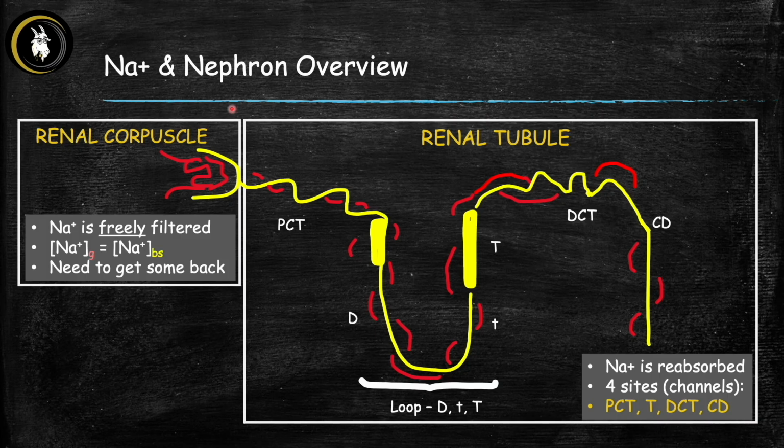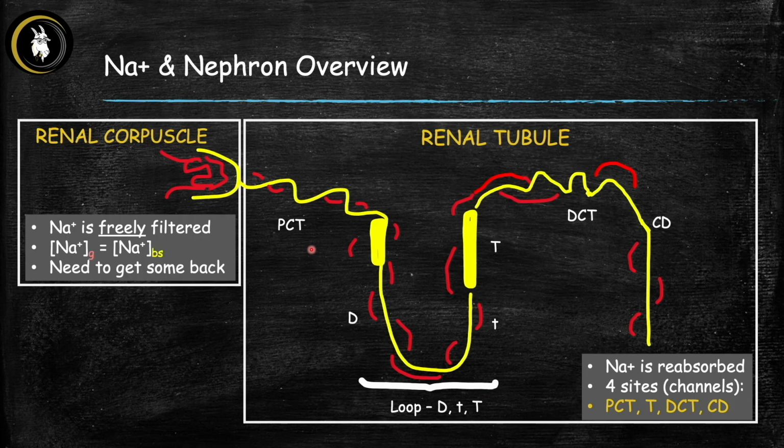So you remember from other videos that a nephron can be subdivided into the renal corpuscle and into the renal tubule. The renal corpuscle is where you have the glomerulus and the Bowman space, and this is where filtration is happening. Sodium is freely filtered through the filtration barrier. What that means is that the concentration of sodium in blood, which is in the glomerulus, is going to equal the concentration of sodium, which is in the Bowman space. Now, obviously, we don't want to lose all of that sodium that we just filtered, so we need to get some of it back. So what that means is that in the rest of the nephron, which is this renal tubule, we have to work at getting some of the sodium back into our bloodstream.